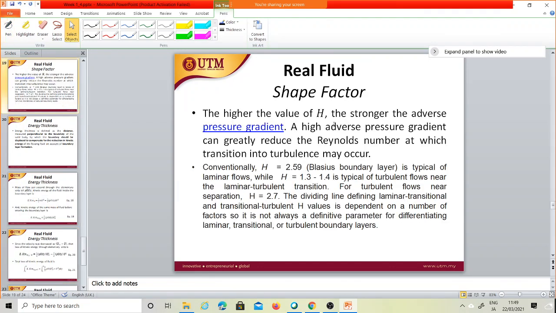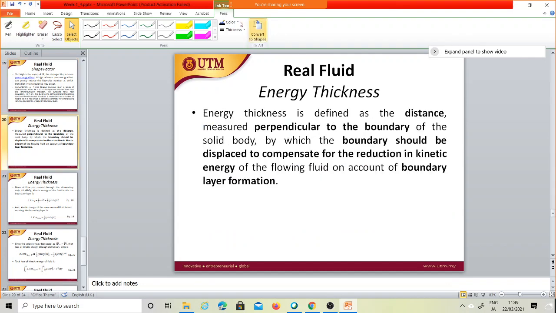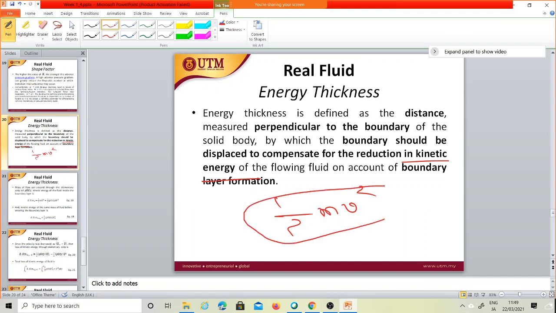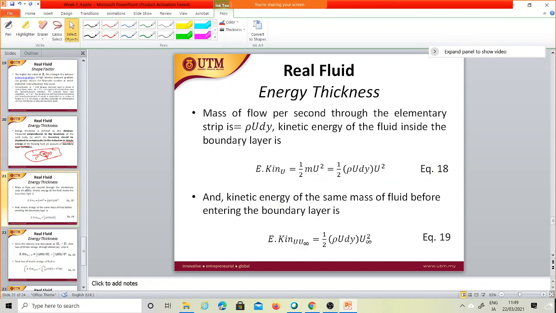So this is the same thing that I put here, but I already explained. Please read it. So the shape factor, the energy thickness, I just showed it last time, but this is the same. How much distance you need to measure perpendicular to the boundary to compensate the reduction in kinetic energy. Because you have the loss in momentum, you will also have loss in the kinetic energy. That's the energy thickness.